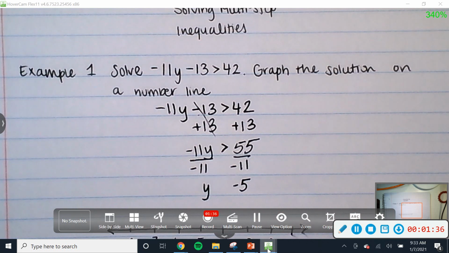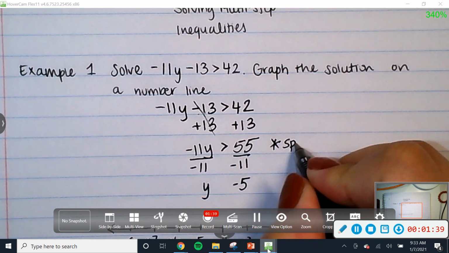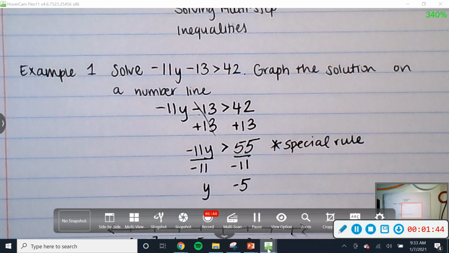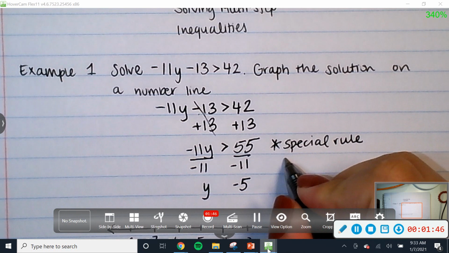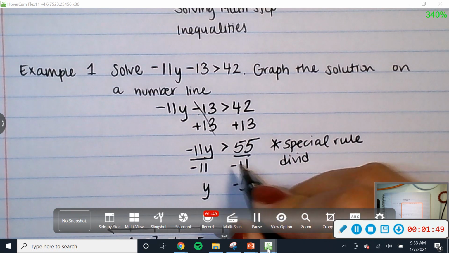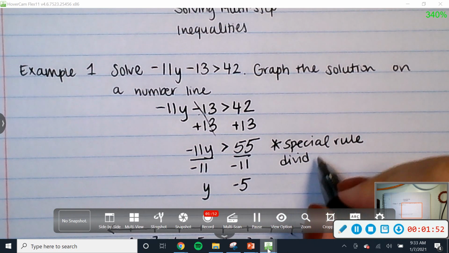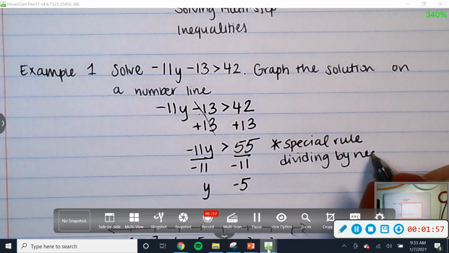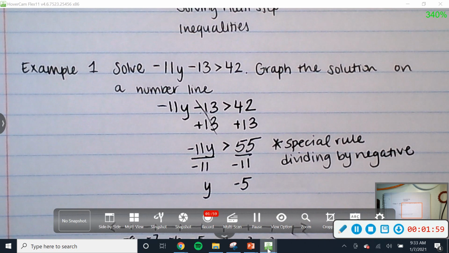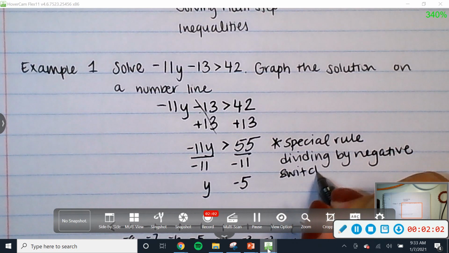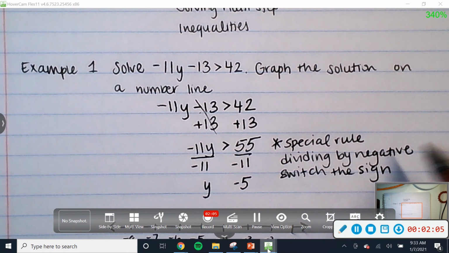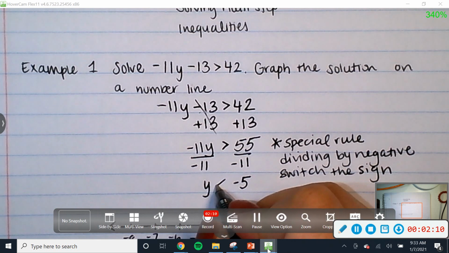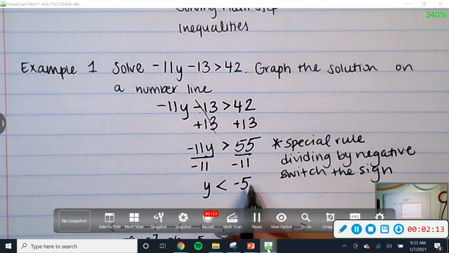But for this one, now we have to think about our special rule. When it comes to inequalities, if we are dividing or multiplying, in this case we're just dividing, but if we were multiplying, the rule would be the same. If we are dividing by a negative number, then we need to switch the sign. So we divided by negative 11. That means that this inequality symbol needs to switch directions. And this would be our final answer.